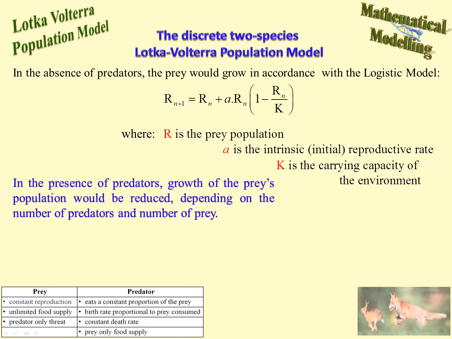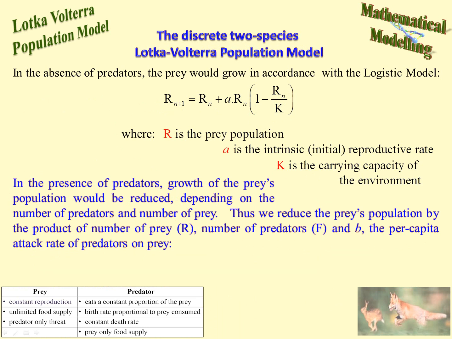So in the presence of predators, growth of the prey's population would be reduced due to the predator's consumption of prey, but it depends on the number of predators and number of prey. So we're going to reduce the prey's population. There's the prey's population. We're going to reduce it by a product of the number of prey, the number of predators, and the per capita attack rate of the predators on the prey. So we need to know those various formulae. So we're going to subtract a product of these ones.